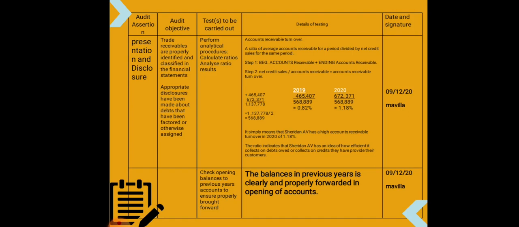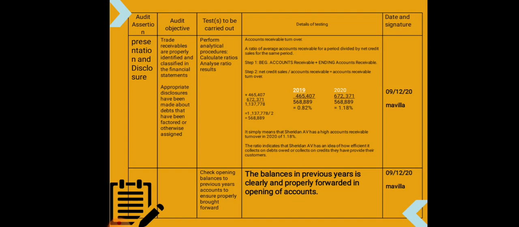I used here a threshold account 2019 to 2020. So based on my calculations, the accounts receivable turnover for 2019 is 0.82%, while for 2020 is 1.18%. It simply means that Sheridan AV has a high accounts receivable turnover in 2020 of 1.18%. The ratio indicates that Sheridan AV has an idea of how efficient it is at collecting on debts owed, or collecting on credits they have provided to their customers.